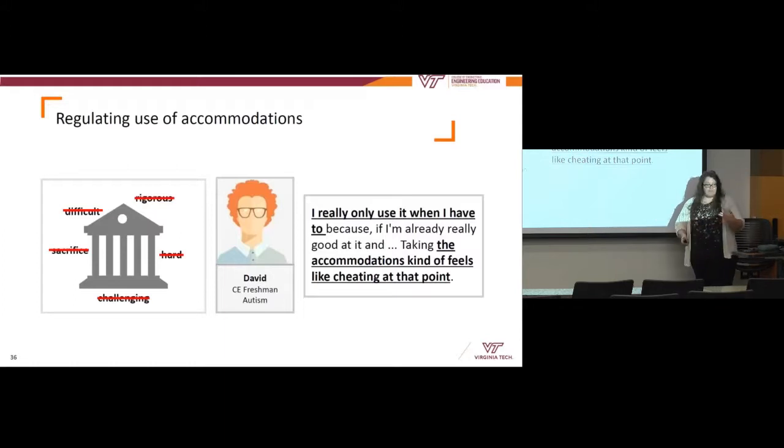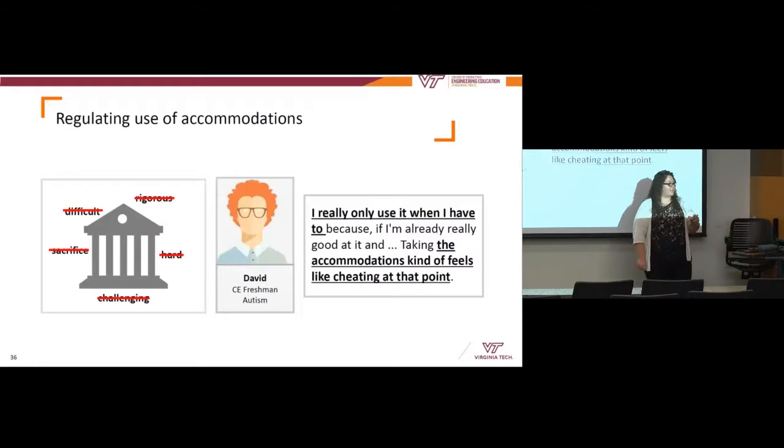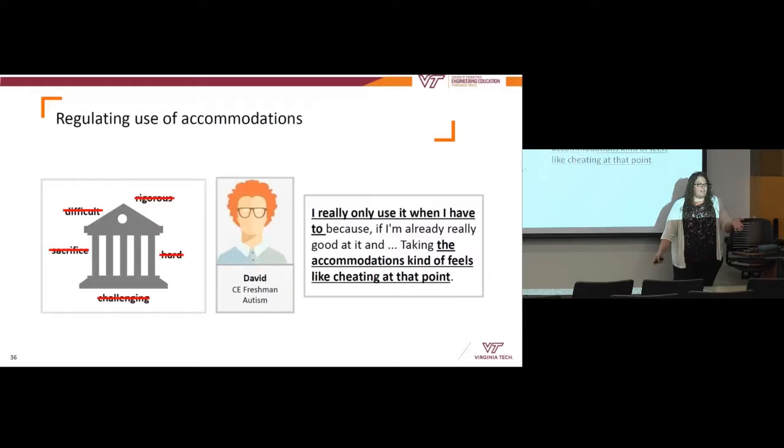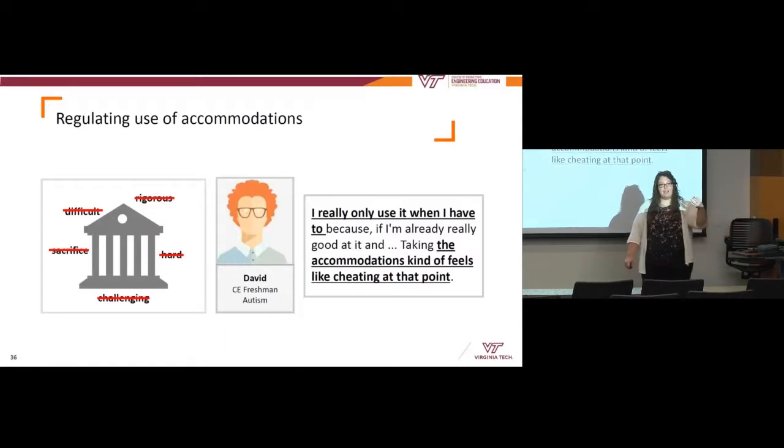So here, David, he has autism, he's a freshman, at least last year he was a freshman, we're still talking, and so he's still in the study. But I asked him about his accommodations. He said, I really only use it when I have to, because if I'm already really good at it, taking the accommodations kind of feels like cheating at that point. This whole cheating concept keeps coming back, and it's something that's emergent, that students use the word cheat. And so that's something that's really been fascinating.